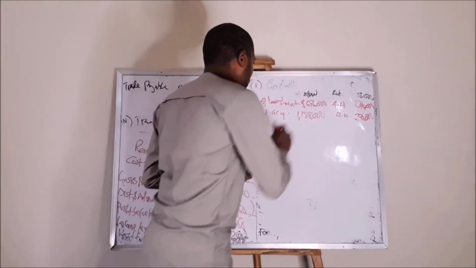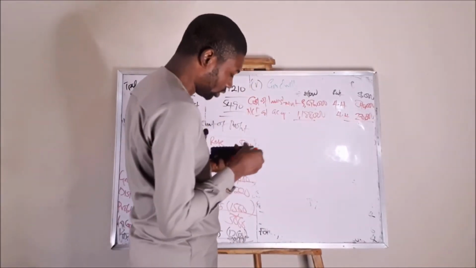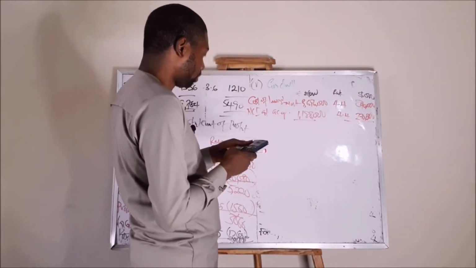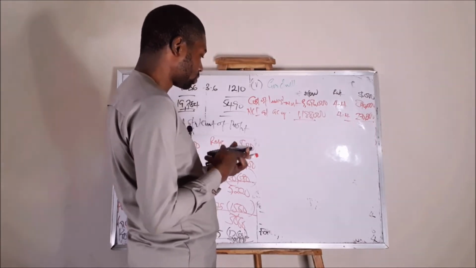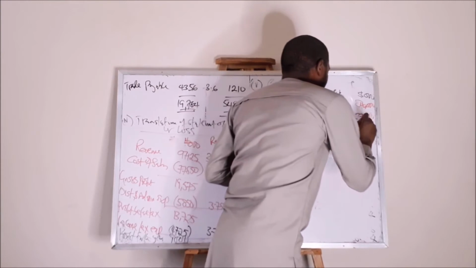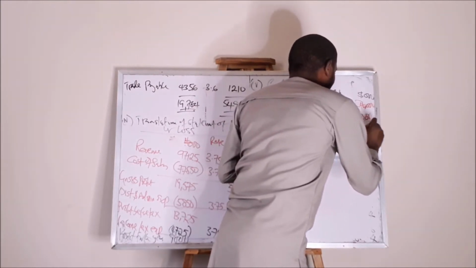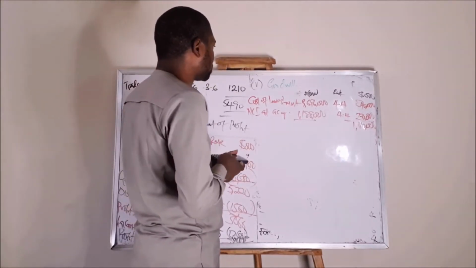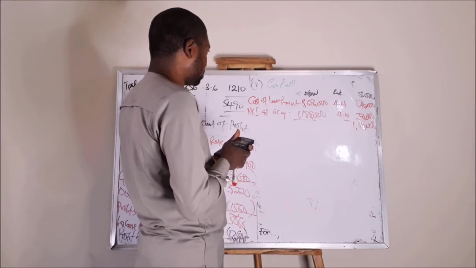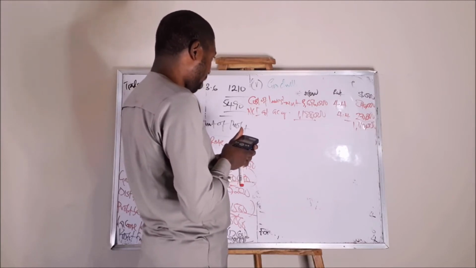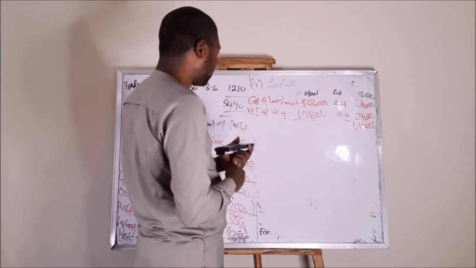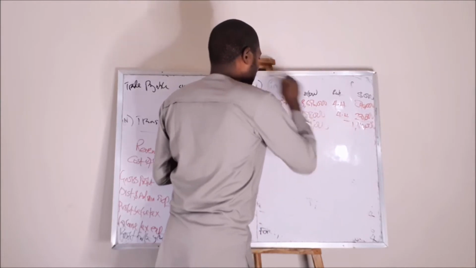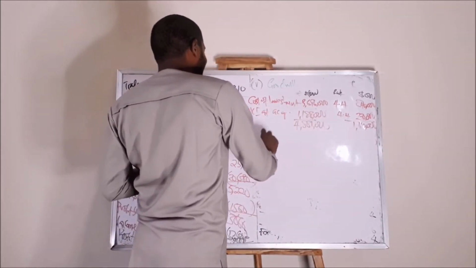So now let's add the two figures. Here we say 840,000 plus 270,000. It's going to give us 1,110,000. Also here it's going to give us 3,696 plus 1,188. It's going to be 4,884,000. So let's go and less the net asset at acquisition.